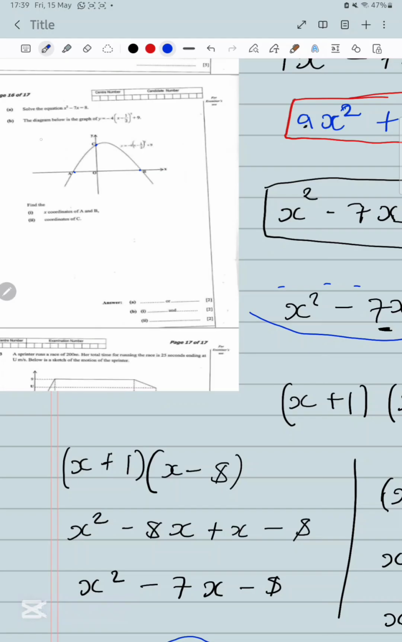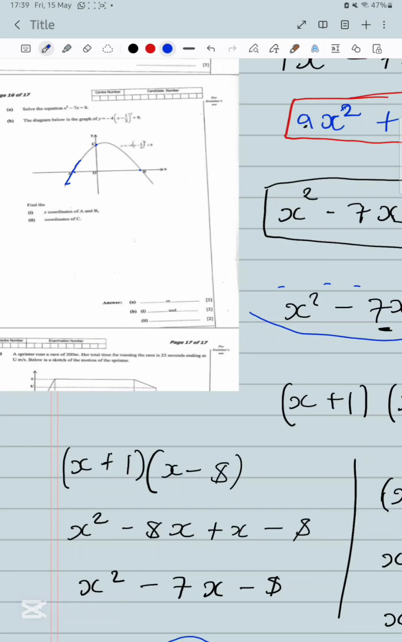Now if this is the equation, this line which represents the graph is the same one, y is equal to negative 4 open bracket x minus 1 over 2 close squared plus 9. That's the line for the graph. Now what are we expected to find? Questions.